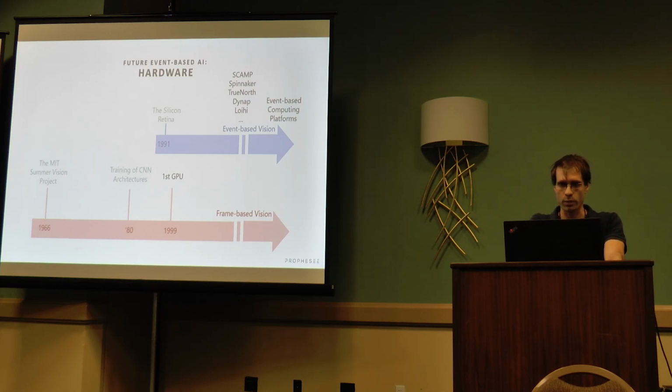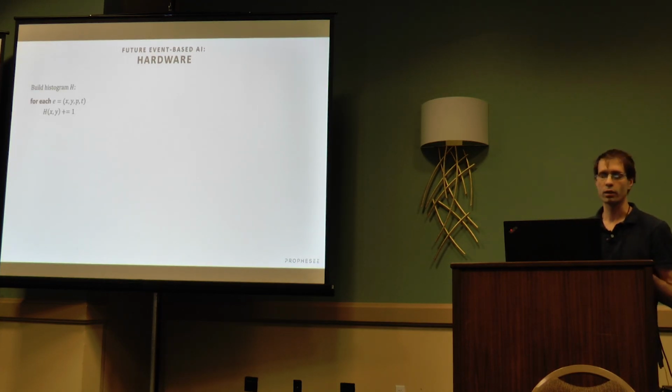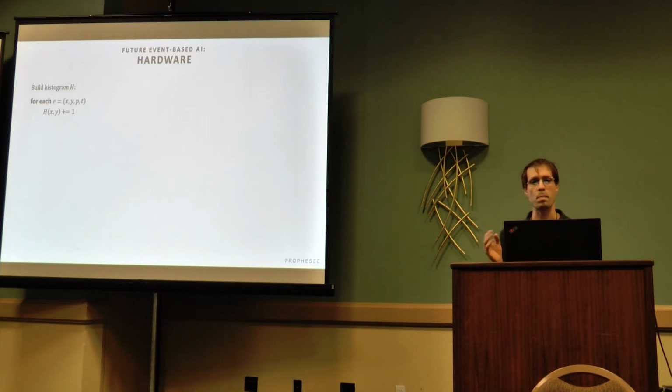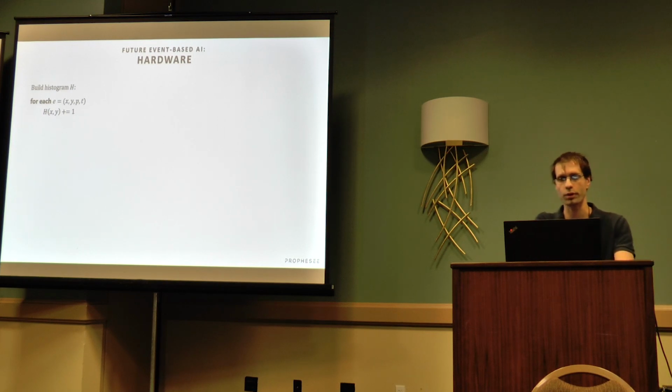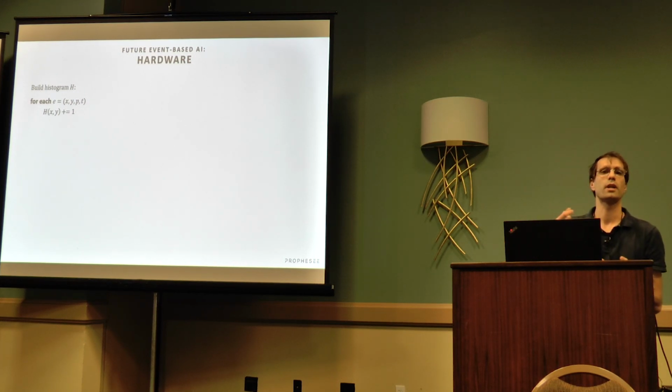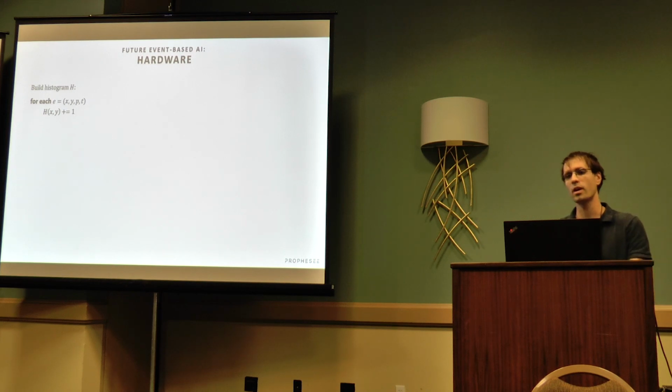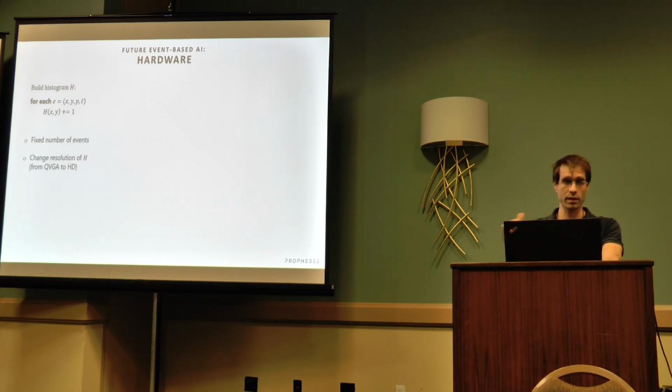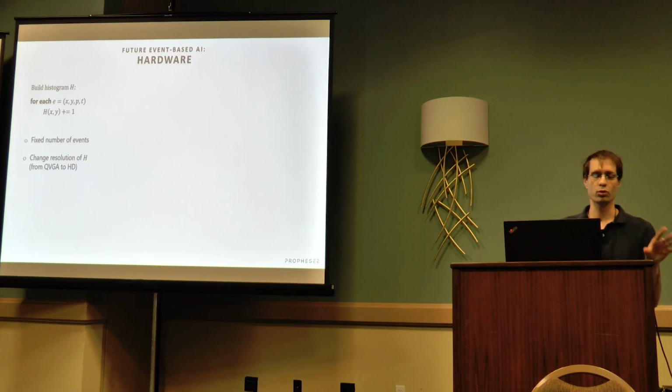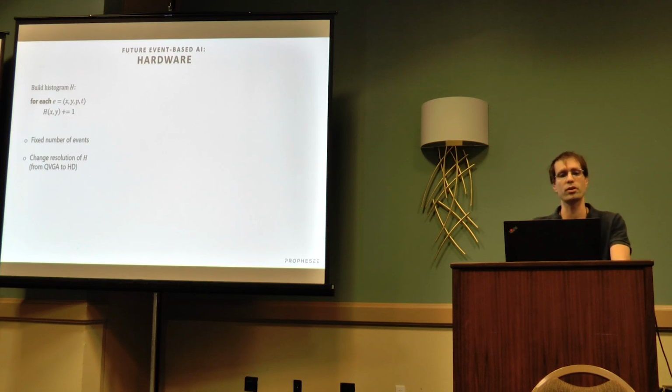Now I will try to explain with a simple example why we cannot continue to process event-based data on a classical von Neumann architecture. Let's do one of the simplest things you can do with events. Let's build a histogram. For each pixel, you count the number of events that you receive in a certain amount of time. We fix the number of events, so the computation is constant, and it's actually really small, because it's a simple operation.